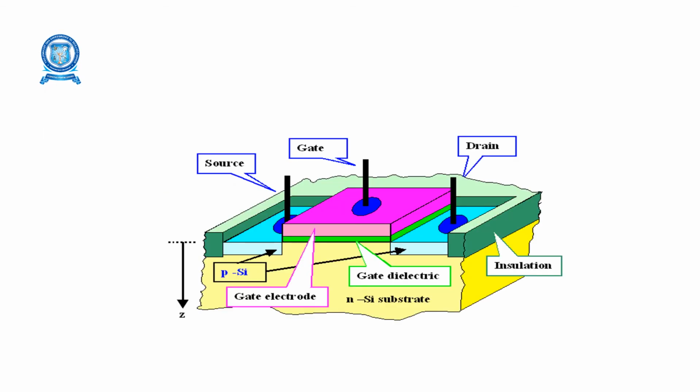Next, there are different pins, that is, terminals: source, gate and drain. We have a three terminal device in the transistor. In this transistor, the three terminals are source, gate and drain.